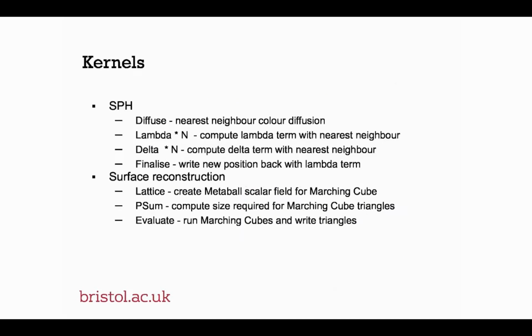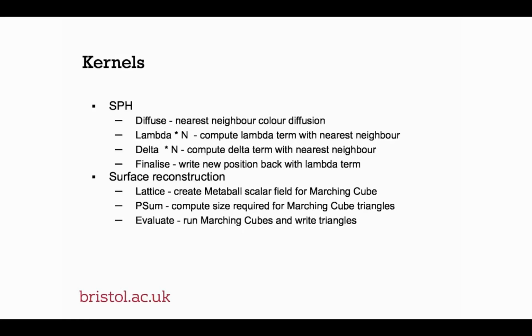To implement SPH, we need 4 kernels. First, the diffuse kernel computes any color diffusion between the neighboring particles. Then, the lambda and delta kernel is run in a loop to compute the pressure term lambda. Anything above 3 iterations of the lambda and delta kernel usually gives good results. Finally, we update the position in the finalize kernel.